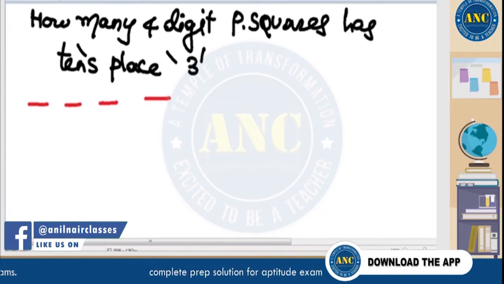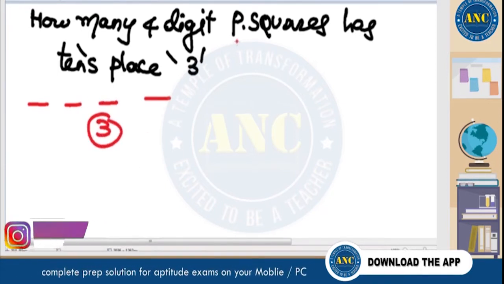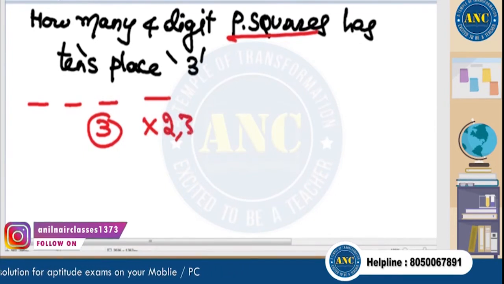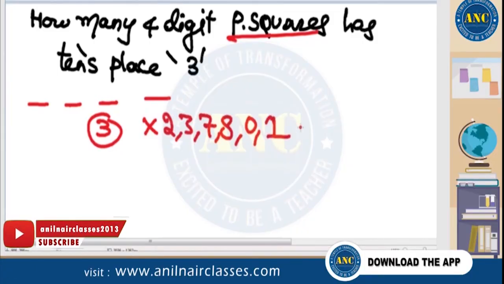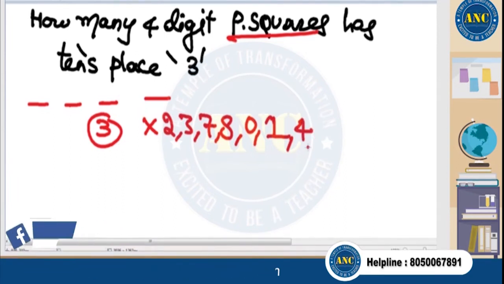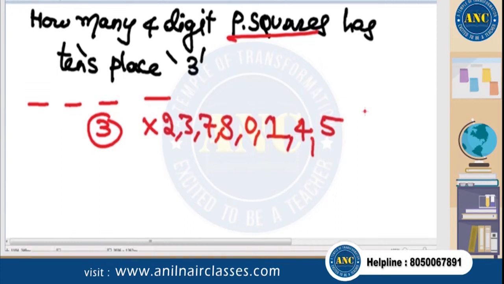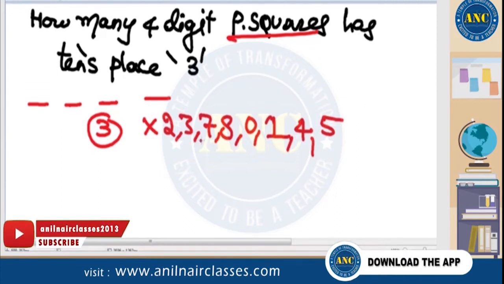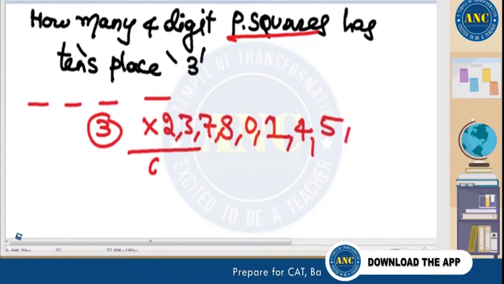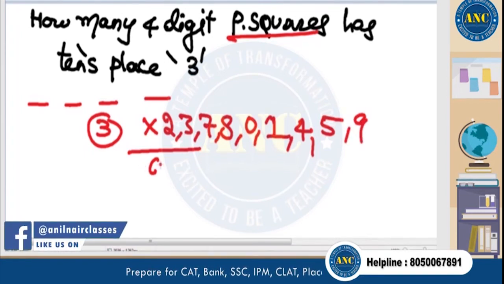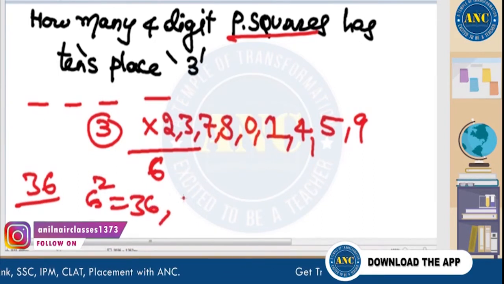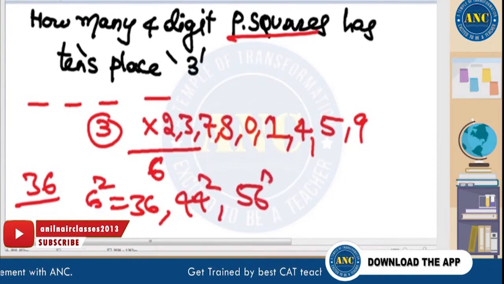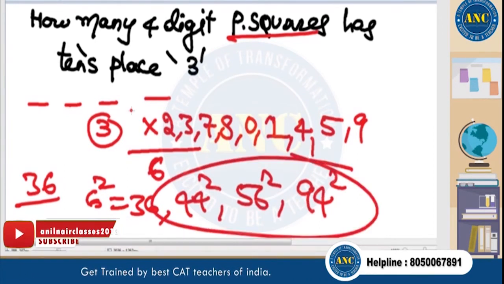Tens place 3. A perfect square will never end with 2, 3, 7 or 8. It cannot end with 0. Any perfect square ending with 1, tens place is an even number. Ending with 4, tens place is an even number. Ending with 5, tens place is always 2. So what is the number left? It cannot be 9 also. Tens place is even. This is 6. 6 square is 36. 50 minus 6, 50 plus 6, 100 minus 6. How many numbers? 3 numbers. Finish.